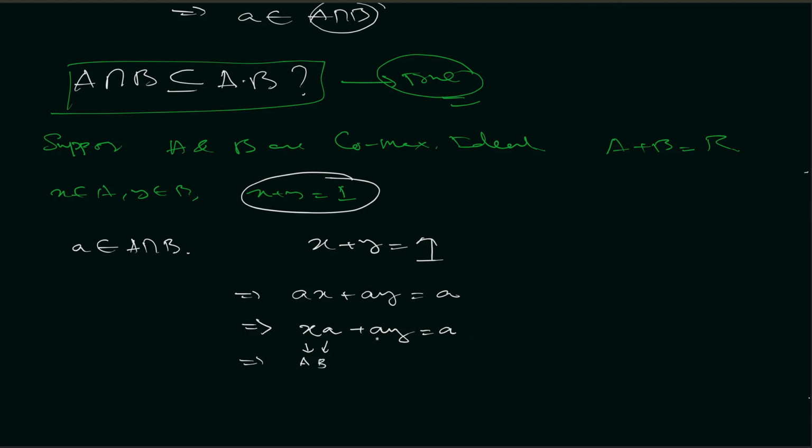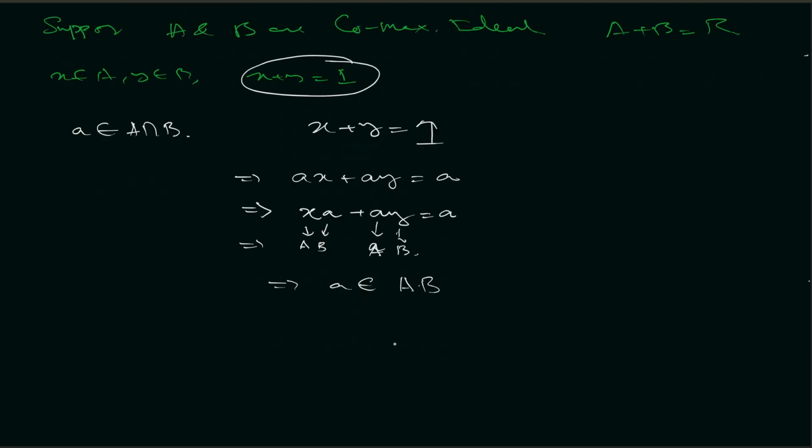And here also this a is already in A, and y is already in B. Is it not? This means that this a element is already inside this A dot B. This is the finite sum of an element of A and B, right? So this means that this A intersection B is a subset of, or is contained in, A dot B.